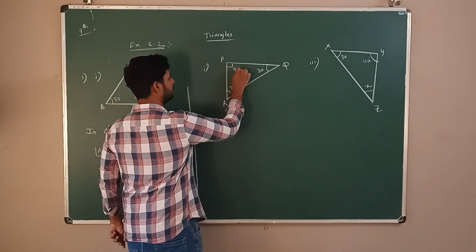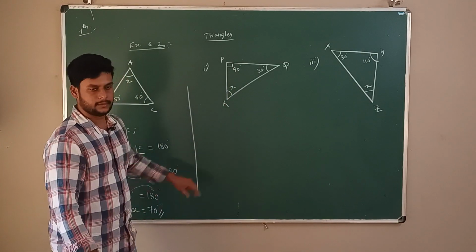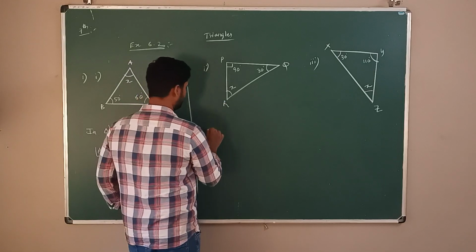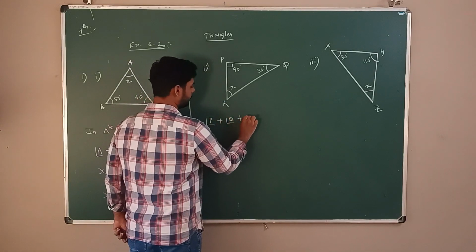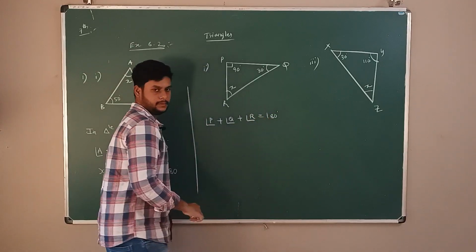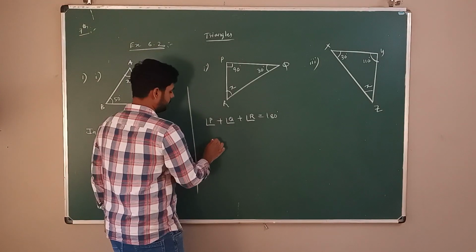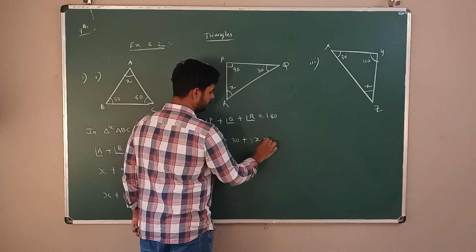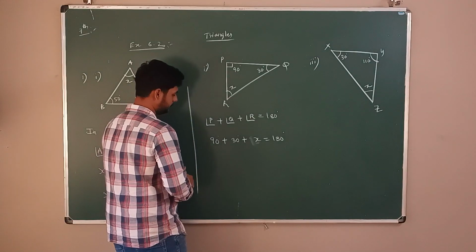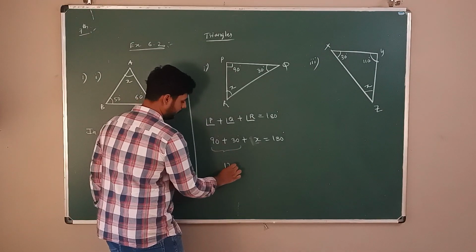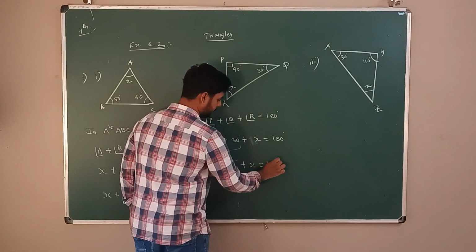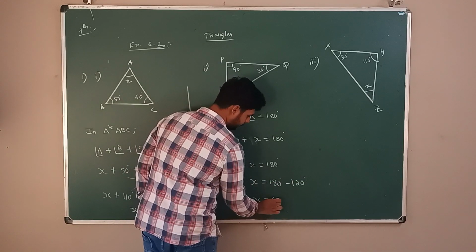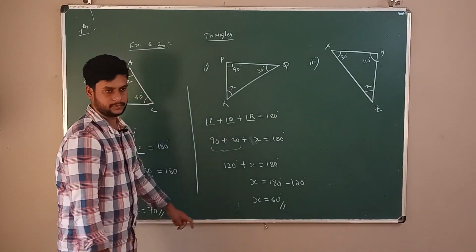This is 90 degrees, 60. Correct. 90 plus 30 is 120, 120 plus 60 is 180. So angle P plus angle Q plus angle R is equal to how much? 180 degrees. Angle P is 90 degrees, angle Q is 30 degrees, angle R is X. 90 plus 30 is 120, 120 plus X is equal to 180. X is equal to 180 minus 120. X is 60 degrees. Getting or no?